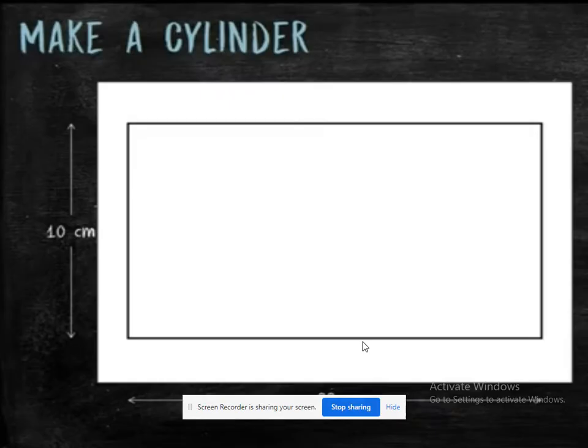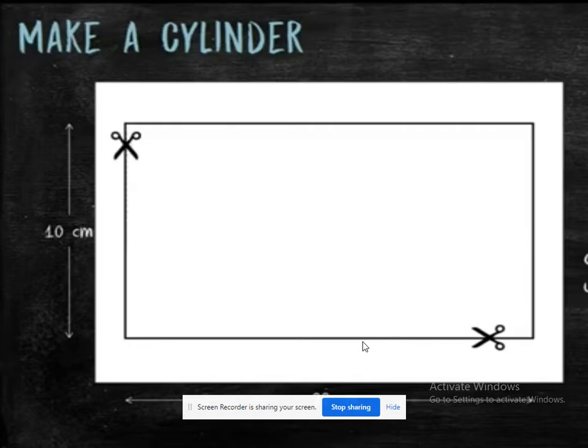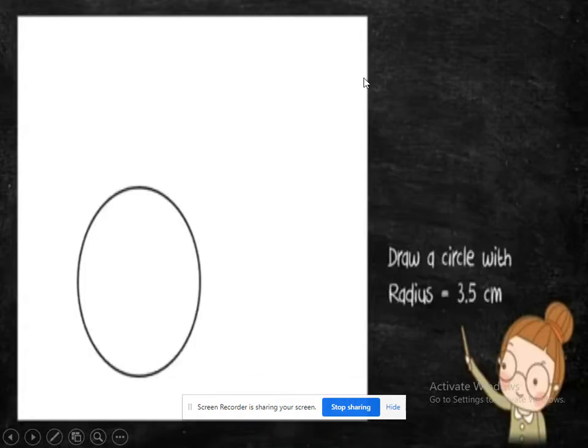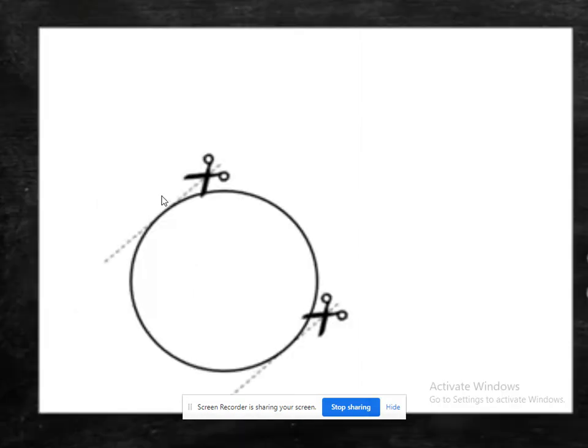So you have to draw one rectangle whose breadth is 10 centimeter and whose length is 22 centimeter. Like this you need to draw, students. Next step, you have to cut that. After you draw a rectangle, cut that rectangle. Next, take another A3 sheet, the second A3 sheet. On that you draw a circle whose radius is 3.5 centimeter. Once you draw the circle, cut that circle.